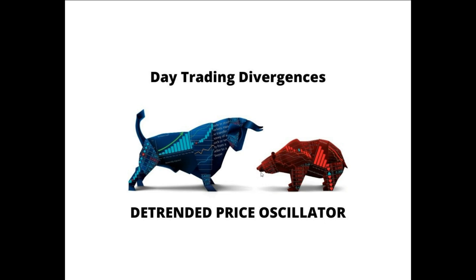Today we're going to continue our conversation about day trading divergences. And today we're going to be using one that we've never talked about before. It's called the Detrended Price Oscillator. How about that? That sounds kind of neat, huh? So I thought it'd be a fun conclusion to the discussion today. So we'll talk about this one in a little bit.